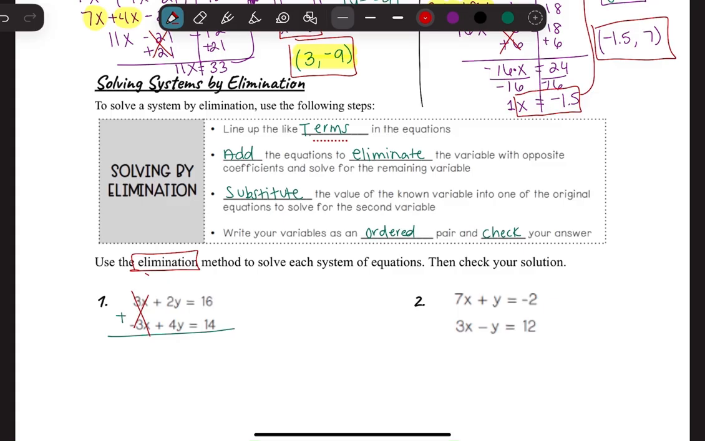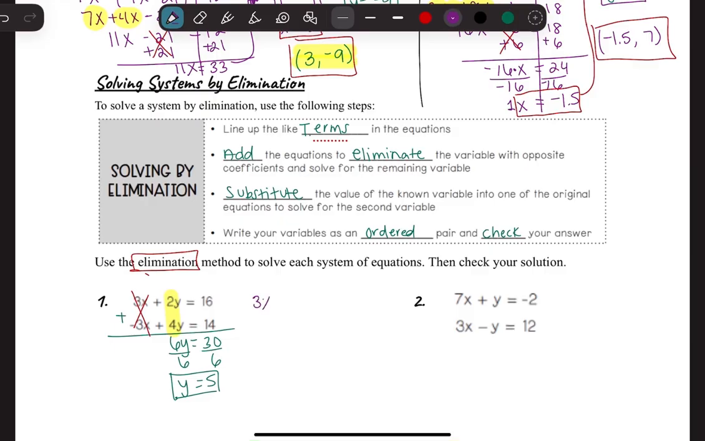So now we're going to still combine like terms. Now we're combining 2y plus 4y, which is 6y. 6y equals 16 plus 14 is 30. Divide both sides by 6. Y equals 5. Now we're going to plug in y equals 5 into either one of those equations in order to solve for x. I'm just going to use the top one because they're all positive.